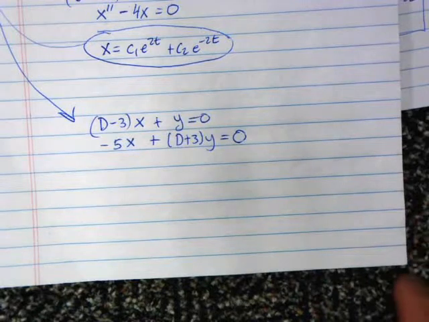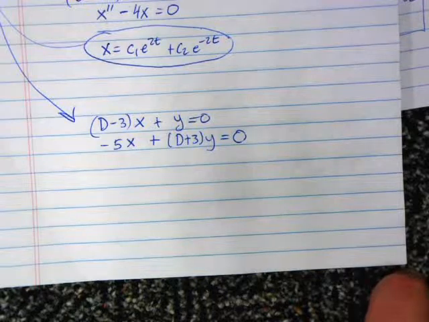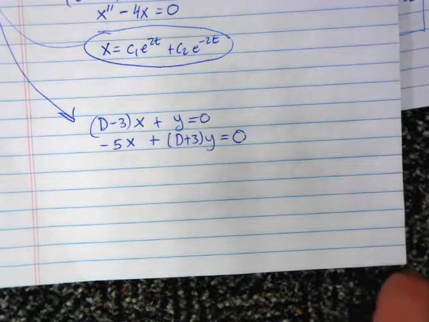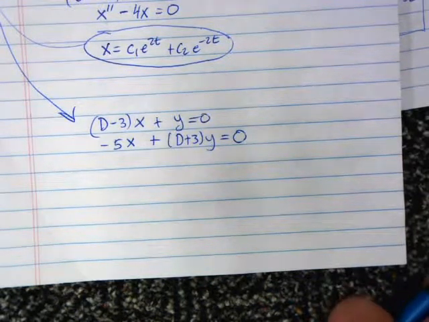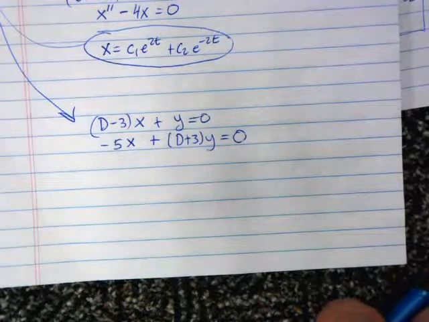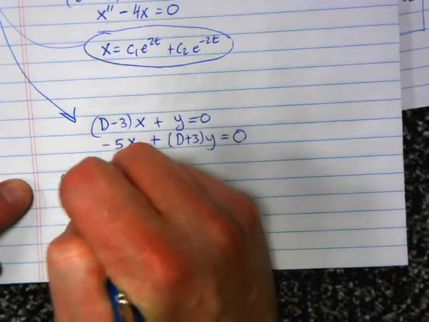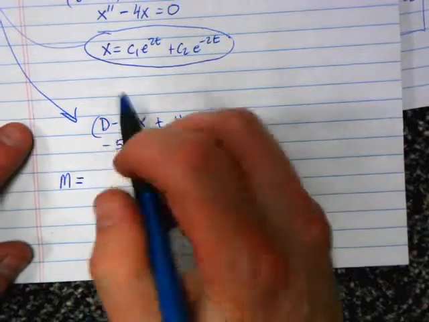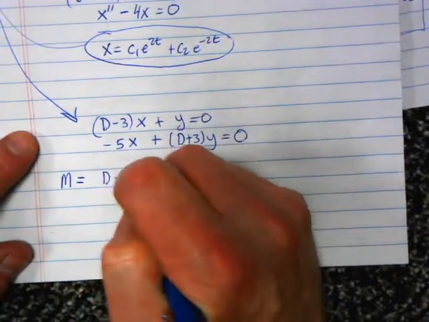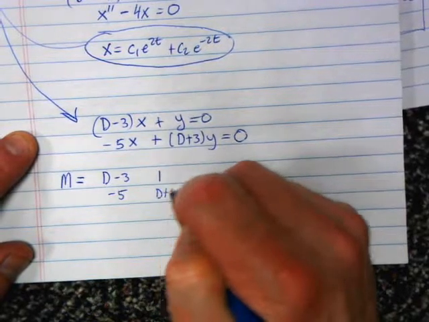All right, so how did Cramer's rule work? We use a matrix. In fact, we use 3 matrices, don't we? So we create a matrix. Usually you call one matrix D and one matrix D sub x and one matrix D sub y, but I don't want to use D. Why not? Because I'm using D for derivative. So I'm going to use M for matrix. So matrix M is traditionally the coefficient matrix, which in this case is D minus 3, 1, negative 5, D plus 3.